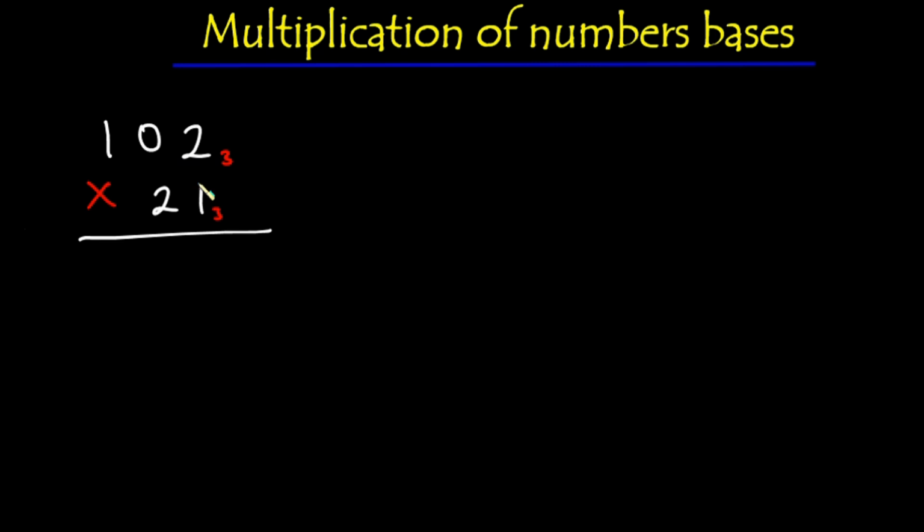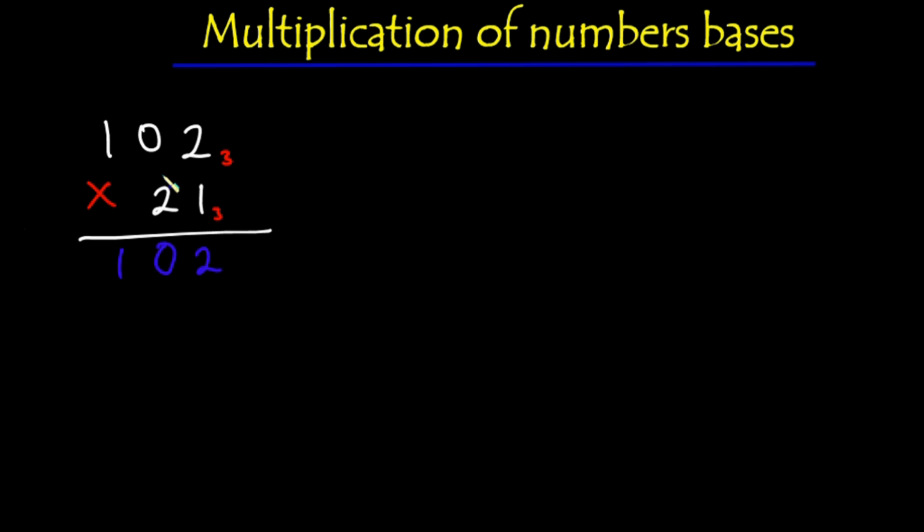In this video, we're going to focus on multiplication of number bases. So how can we multiply 102 in base 3 by 21 in base 3? First of all, we're going to pick this 1 and then multiply it across 102. So we have 1 times 2 is 2, so I'll write 2 here. Then 1 times 0 is 0, so we have 0 here. And lastly, 1 times 1 is 1, so we have 1 here.